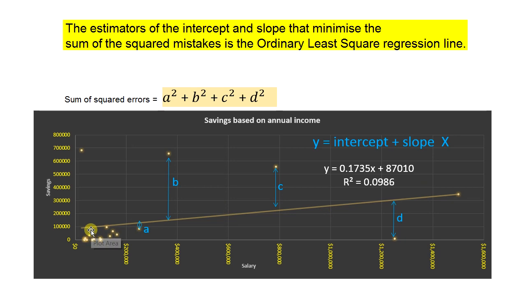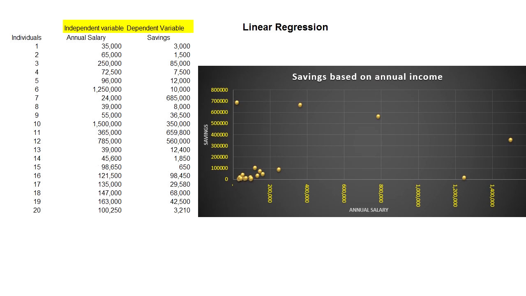So remember, you can draw so many lines, but the regression line that is most suitable for this data is the regression line that minimizes the sum of squared errors. So that's something to remember. As we go on, we will discuss more about the other assumptions around the ordinary least square regression line. So this is the basics. Remember, the regression line is used to predict or to estimate the relationship between the dependent variable and the independent variable.